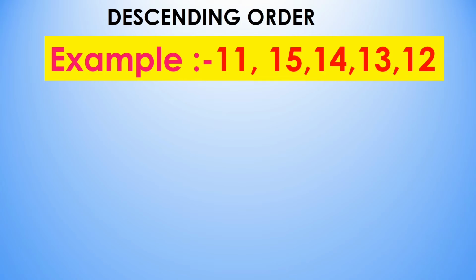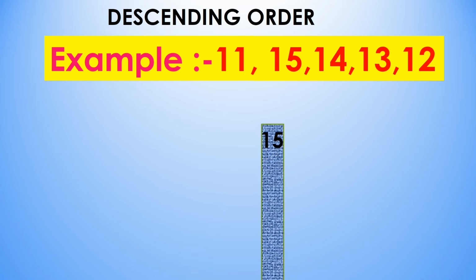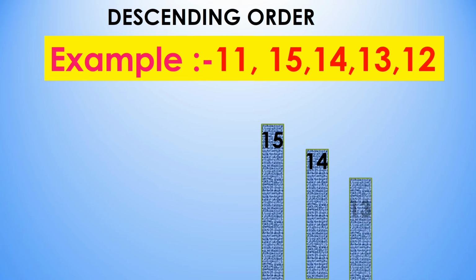Children, for descending order, first we have to find out the greatest number. Here, which is the greatest number? Yes, children, 15 is the greatest number. So, first we put greatest number 15. Then 14, going downward, 13, next 12, and the last number is 11.